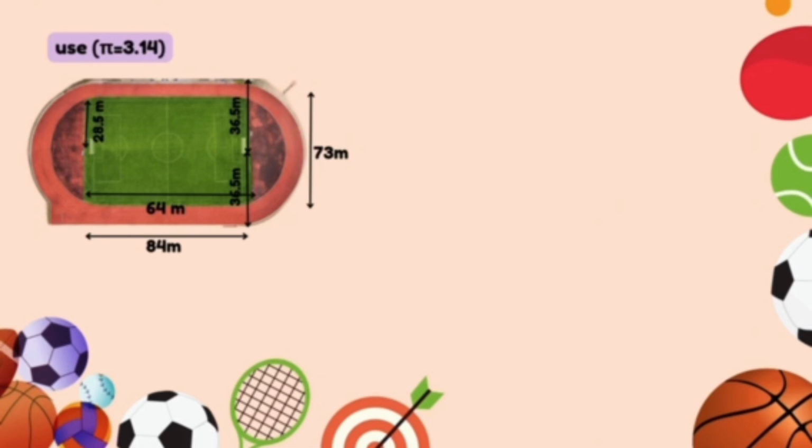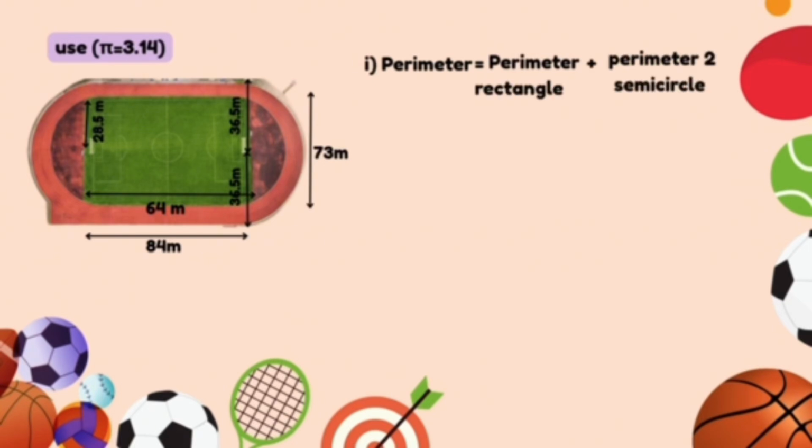The straight section for the outer part is 84 meters. The full width from one outer edge to the other is 73 meters. Because the total width is 73 meters, the radius for the outer curve is half of that, which is 36.5 meters. To find the perimeter of the track, we use the formula 2L plus 2πr.